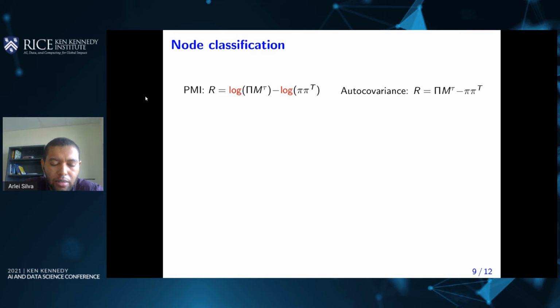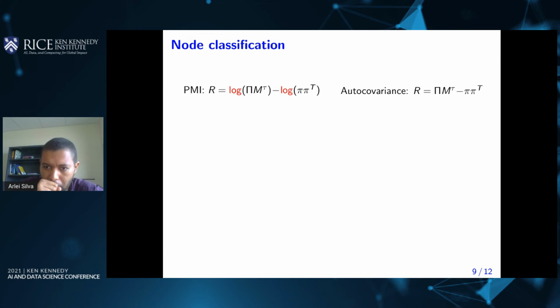So small pi is just a vector, that's the stationary distribution of the random walk process in the graph. And then big Pi is just a different way to organize that in a matrix form. And then you have this M, which is the transition matrix of the graph. And tau is a way to control the time scale of the process. So if you increase tau, then you can account for larger scales. So you can see that the difference between autocovariance and PMI is just this log factor on this difference, right?